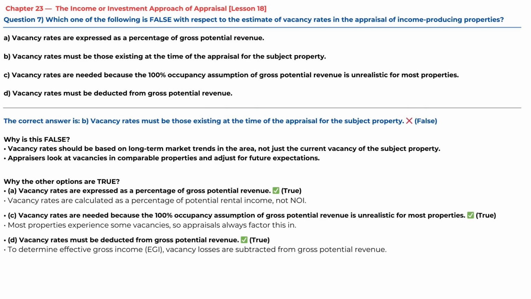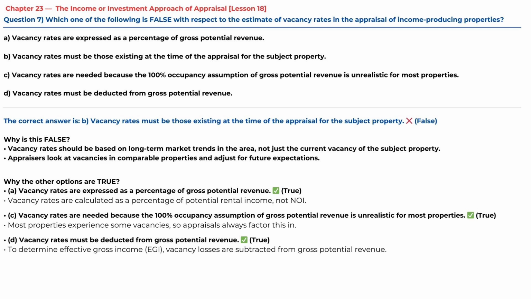Question 7. Which one of the following is false with respect to the estimate of vacancy rates in the appraisal of income-producing properties? The correct answer is B. Vacancy rates must be those existing at the time of the appraisal for the subject property.